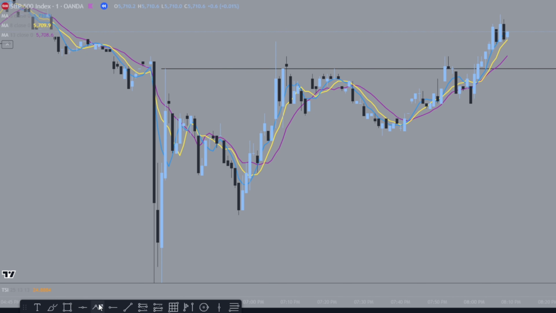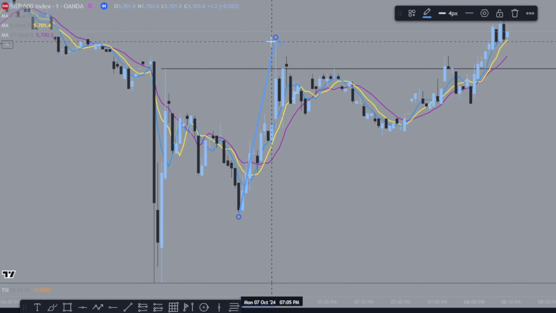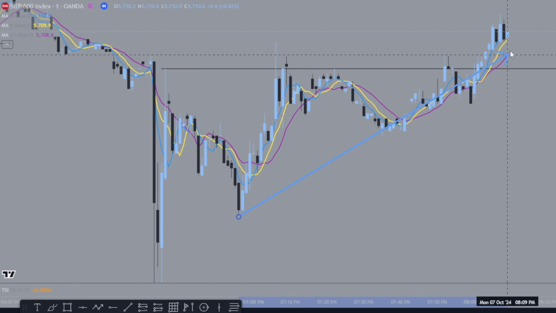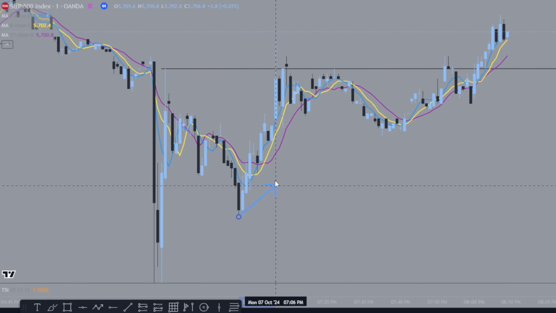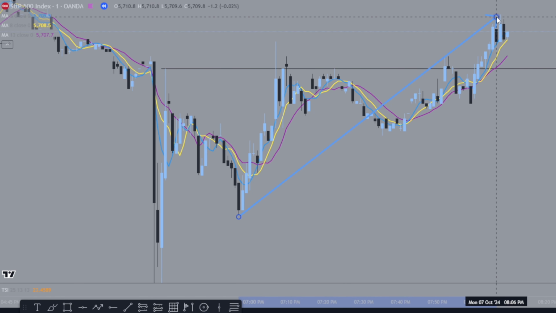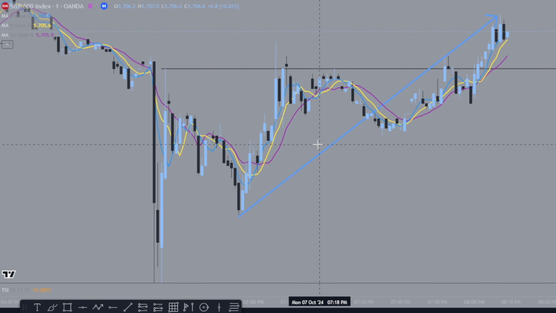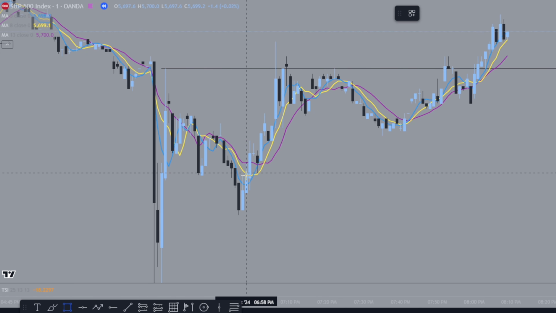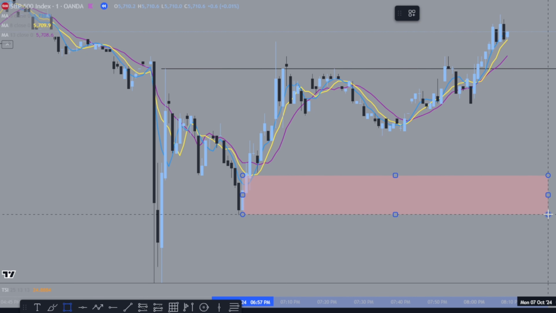Now, that isn't your biggest thing that we want to pay attention to, but that is definitely a significant confluence in this situation, because it's showing me here that this was the origin of this move to the upside. So that tells me that there's most likely a strong demand here, right? So I'm going to go ahead and highlight it.